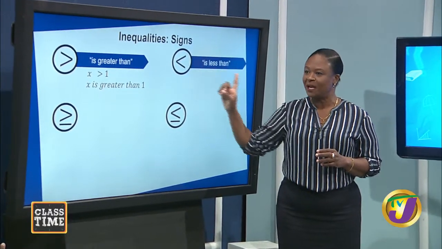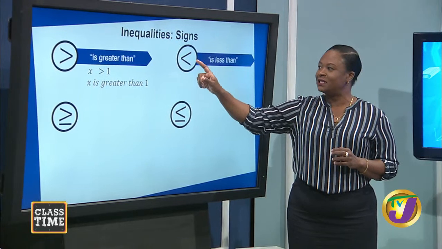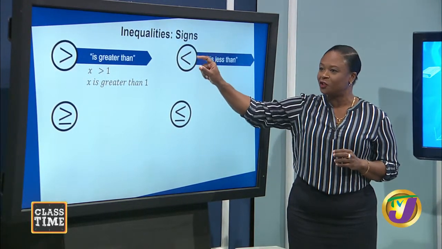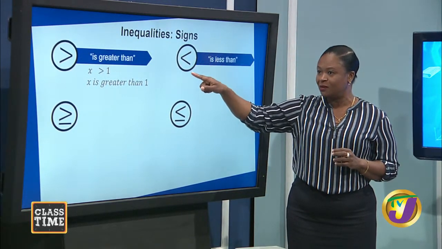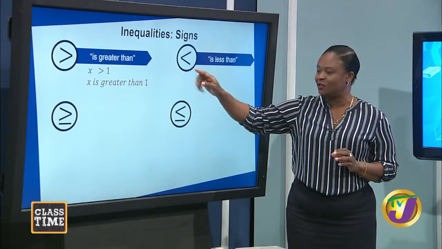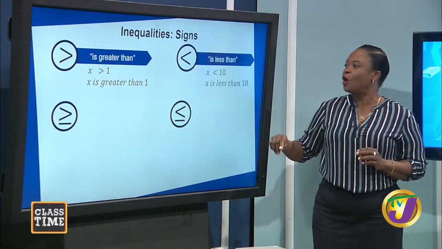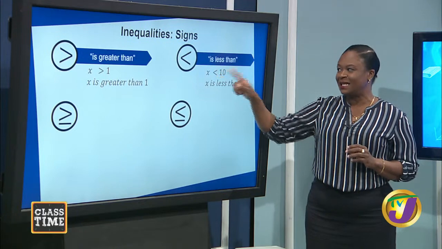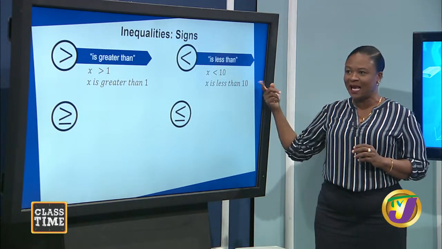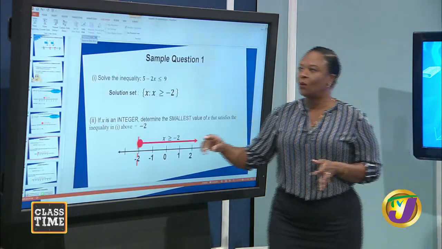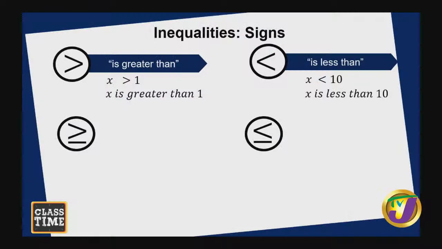But reading from left to right, we see that the rays converge to a point, pointing to the side that has the least. So reading from left to right, we would say x is less than 10. This is what it looks like, and this is how it is read.